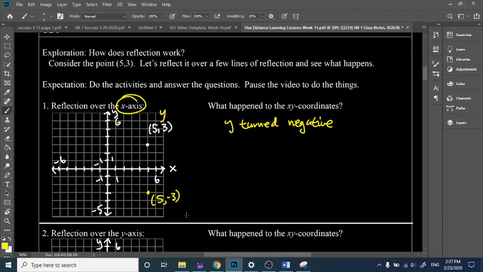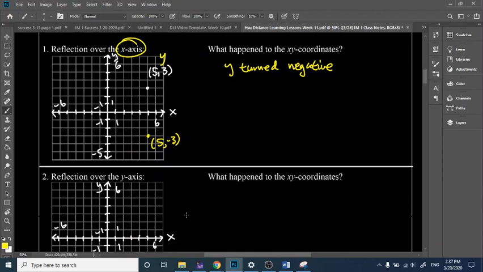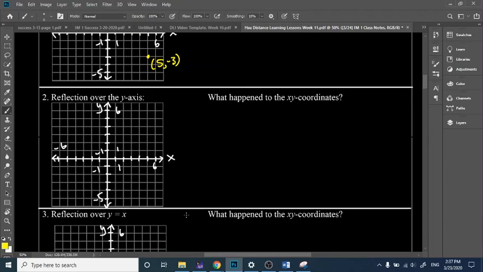Okay. So now let's look at the next one, reflection over the y-axis. Let's start, again, that same point, 5, 3. Now, the y-axis is going to act as a mirror. So here's our mirror. It's going to reflect over the other way. Well, it's going to have to be up here, same level, and then 1, 2, 3, 4, 5. Like that.